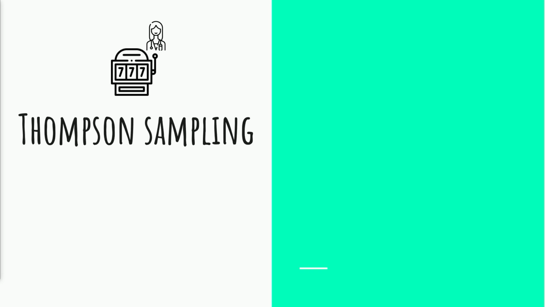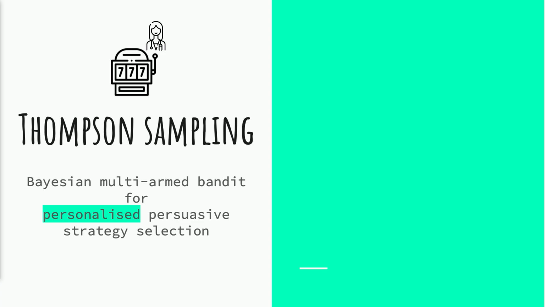So in a nutshell, how this is done, we can use the Thompson sampler, for example. This is the Bayesian multi-arm bandit for personalized persuasive strategy selection, but it could also be used for choosing whether we want to, for example, send the biofeedback, whether we want to use the context, and so on. In clinical trials, this is called response adaptive randomization. And I will just show you quickly how it works.